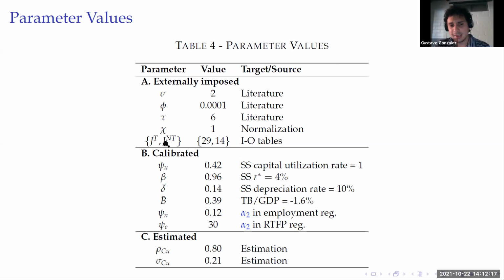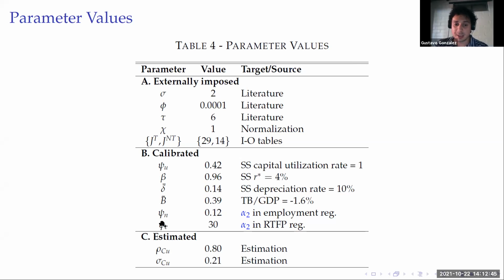So I was saying JT and JNT, which are basically the number of sectors that are tradable or non-tradable in the IO tables. And this will depend, of course, on my definition of what is tradable and non-tradable, which we can discuss later, but basically will be 29 tradable sectors and 14 non-tradable sectors. Okay, and there are others that will depend on steady state conditions.